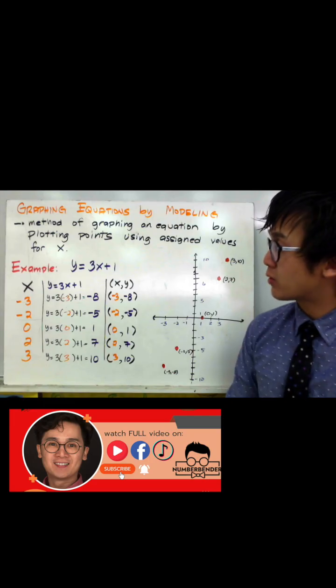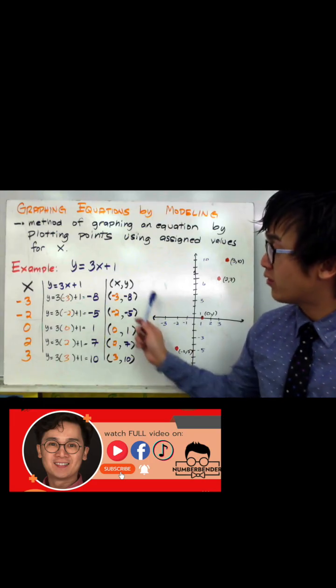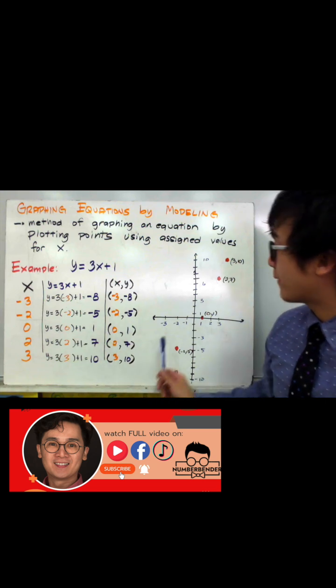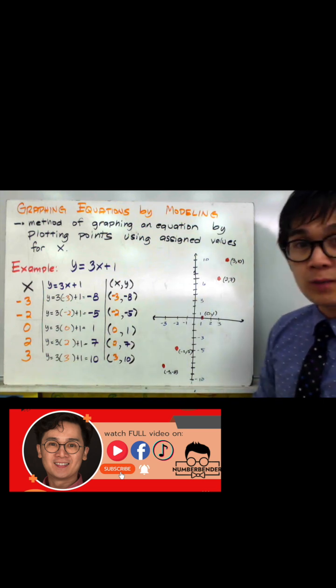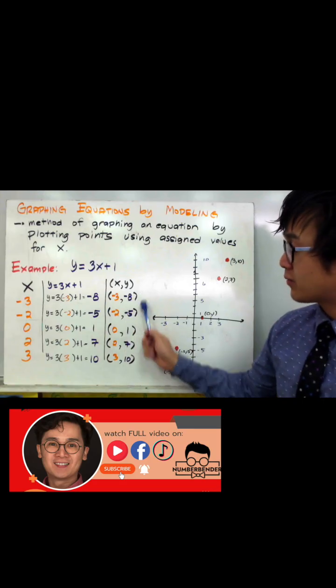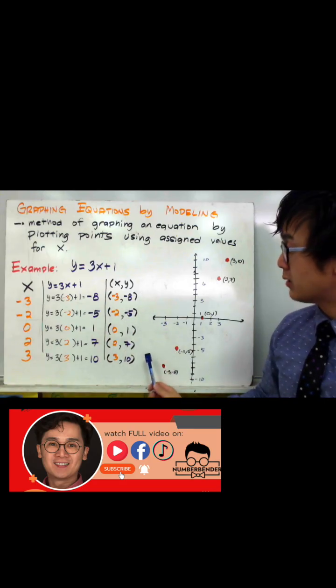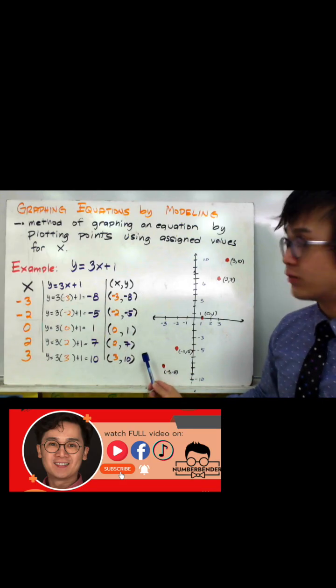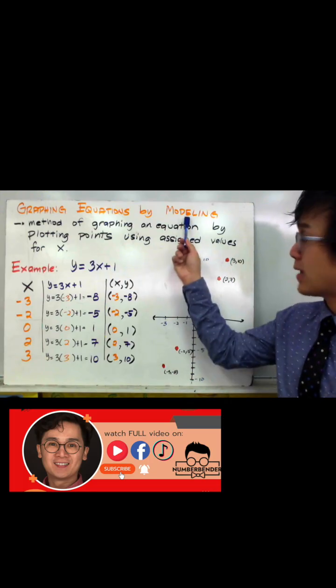Since y is equal to 3x plus 1, we still don't know what the graph looks like, but with the help of our points, it's like creating or solving a puzzle. So if we plot each of the points that we found from our equation, we'll be able to see the graph of our equation using the method of modeling.